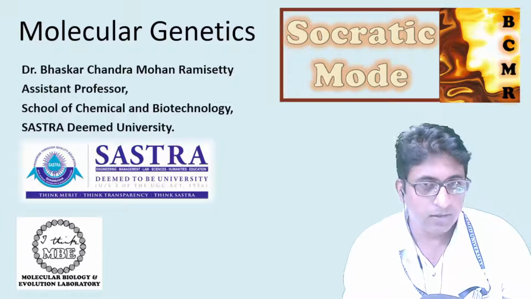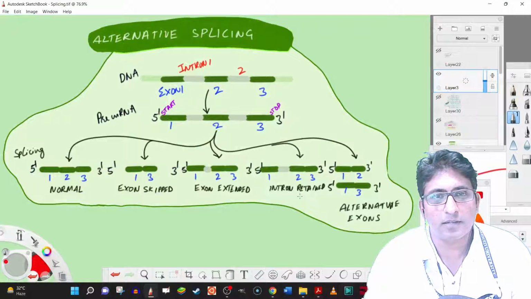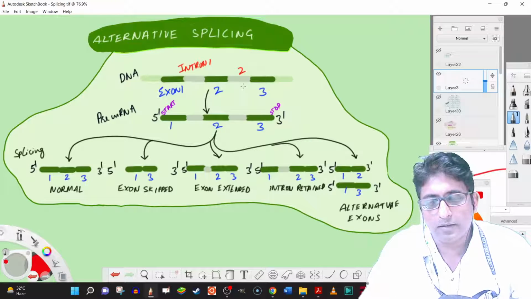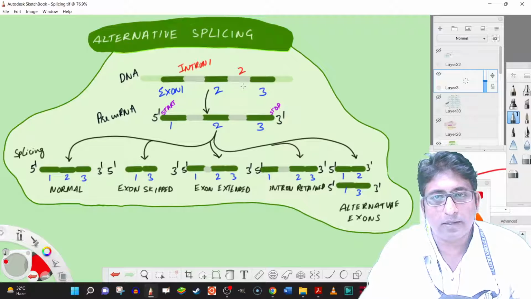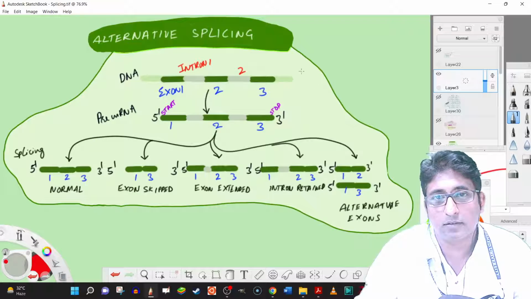One of the advantages is supposedly alternate splicing. I do tend to agree with that. And alternate splicing is something like having different forms of splicing in a given gene.